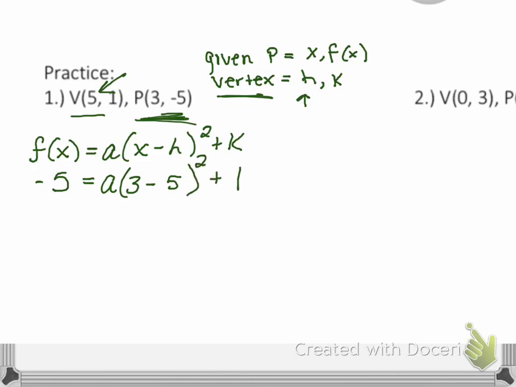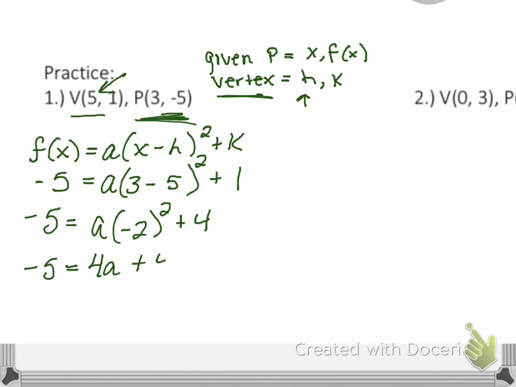So now I can go ahead and simplify. Negative 5 is equal to a. Now 3 minus 5 is negative 2. And I know negative 2 squared is 4, and I'll put that in the front. Then I'll subtract 4 from both sides, and I get negative 9 is equal to 4a. And then we'll divide by 4, and we know a is then negative 9 over 4.